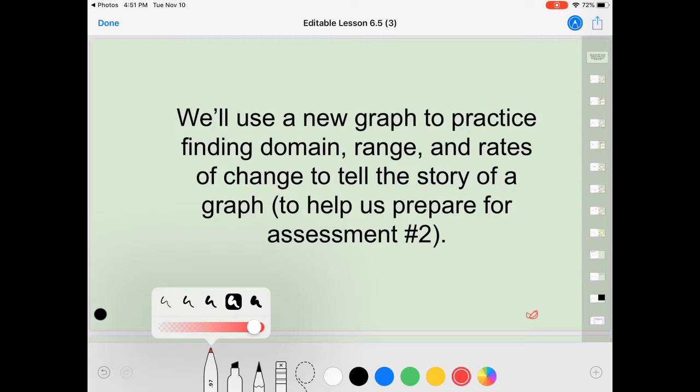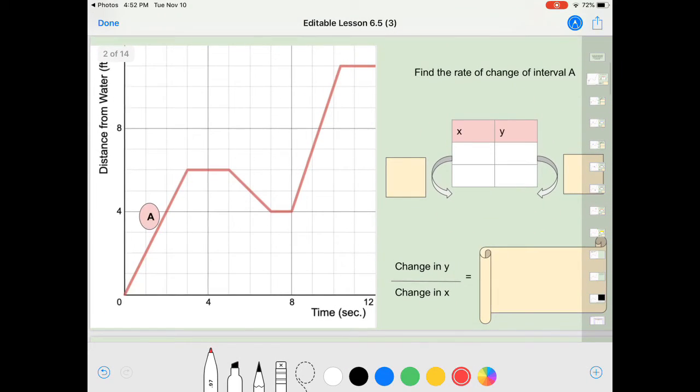So this is a different turtle's journey, and this will help us prepare for assessment number 2. So let's look at this new graph. We want to find the rate of change of interval A. So here's interval A. It's the first part of the journey.